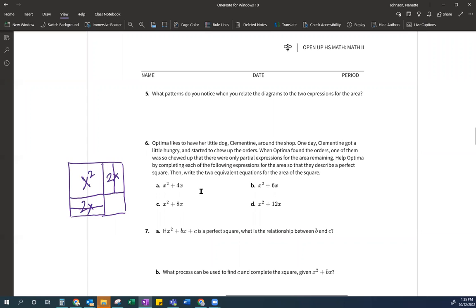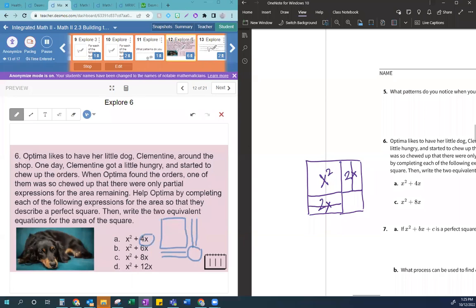Okay, but they also wanted you to write the 2 equivalent expressions. So wait, you want me to write that thing with the parentheses squared, Miss Johnson? Exactly. Okay, so the very first thing that I did, and you can't see it because my screen is really slow, is I added a 2 here. So let me erase this stuff here so you can see what I did. The very first thing that I want to do is put a 2 here.